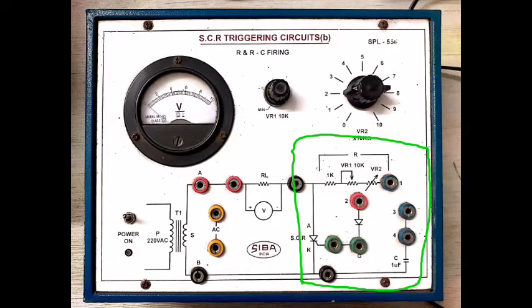That is, we have to apply a gate pulse at the gate terminal of the SCR. As you can see here, the triggering circuit consists of resistance. One is the fixed part, another one is the potentiometer, that is the variable resistance, with the help of which we will implement the resistive triggering circuit, that is the R triggering circuit. On the other hand, we have to use the capacitive part also to implement the RC triggering.